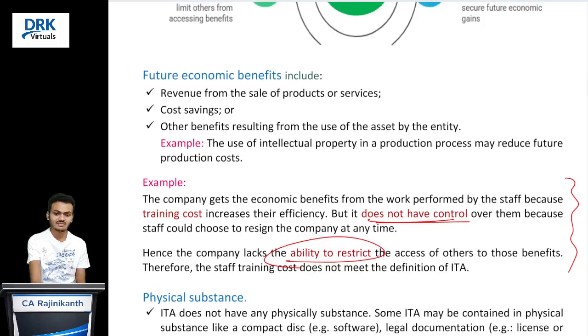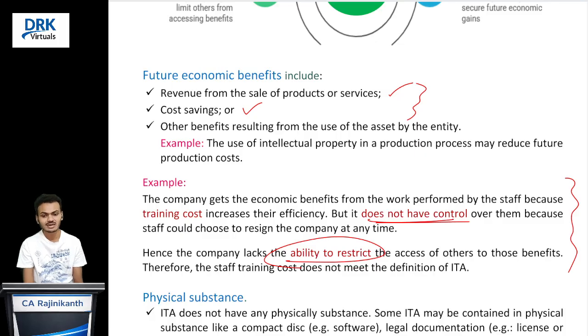And what is the meaning of economic benefits? Economic benefits means because of that particular asset, we are able to generate revenue either by sale of goods or by providing services. And also, we may save cost because of that particular asset. We are able to cut our cost, or simultaneously both can happen, or any other benefits that we get from usage of that particular asset. So these are economic benefits. Are you clear with this?